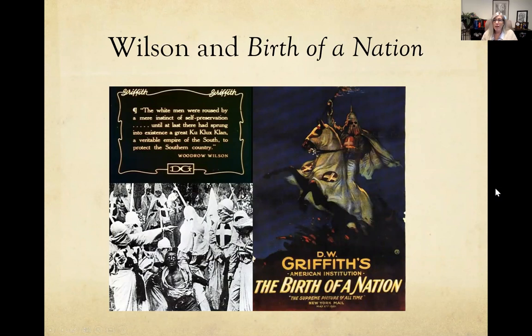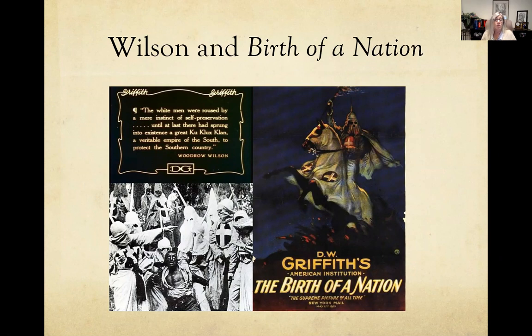On the same line of race relations, Woodrow Wilson didn't have the best record on race relations. There was a movie that traces the history of the rise of the Ku Klux Klan. It was called Birth of a Nation. It's just a horrible movie. And Woodrow Wilson had a private screening of it in the White House. And look what he had to say.